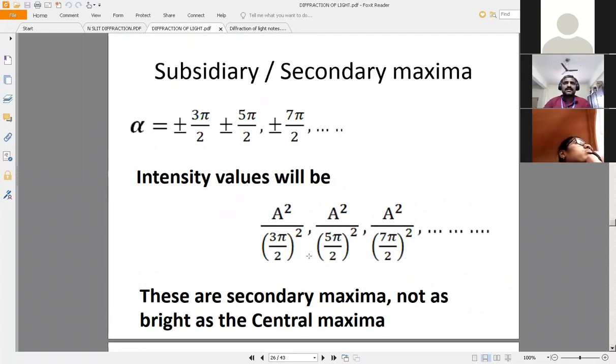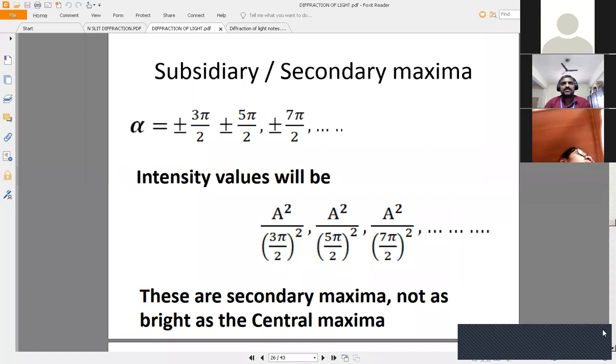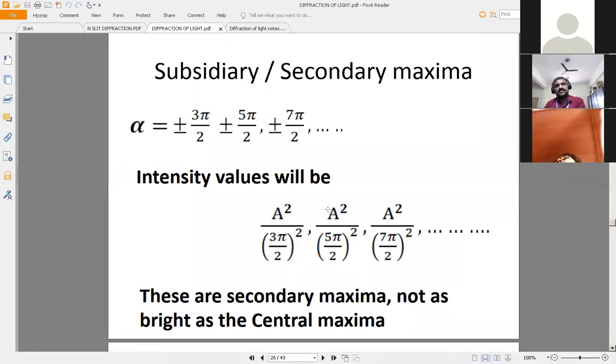I also calculated the intensities at subsidiary maxima. When you put alpha equal to 3 pi by 2, 5 pi by 2, 7 pi by 2, etc., you are going to get the intensities as A square divided by something, and so on. So these are going to be extremely small quantities, so you don't have to take care of them. Once you cross the second order or third order, you won't be able to see even them, right?